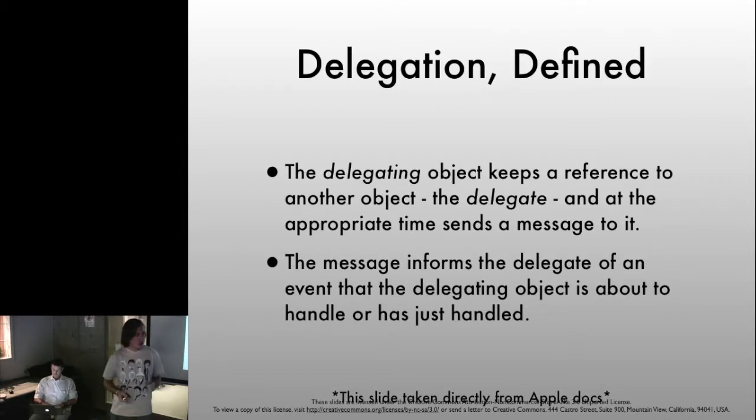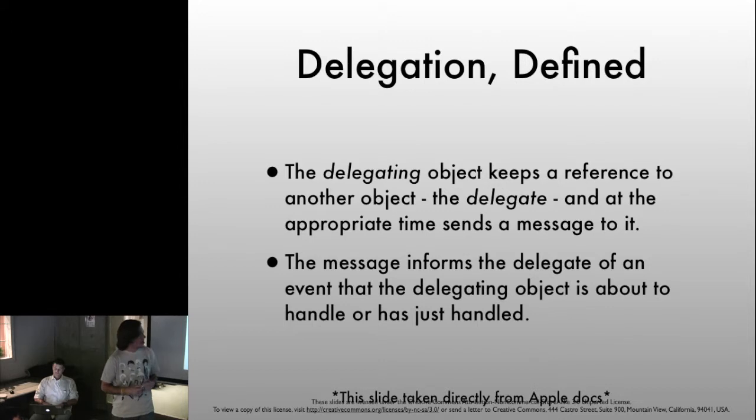Okay, so a slightly more formal definition. This is again taken directly from Apple's documentation. The idea is that there are two objects in question when we're dealing with delegation: the delegating object and the delegate, the delegated object. The delegating object keeps a reference to the delegate object, and at times where it is appropriate, it sends messages to its delegate object, and those messages may give some sort of response back to the delegating object, so that way it can gain some information about what's going on with the delegate object.